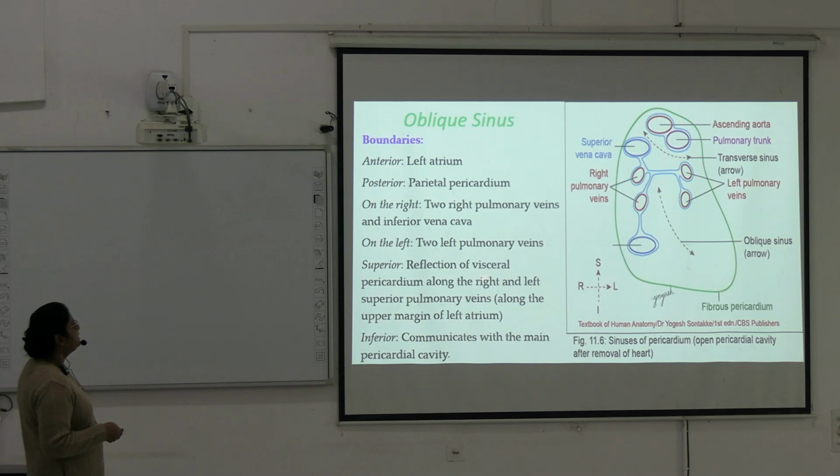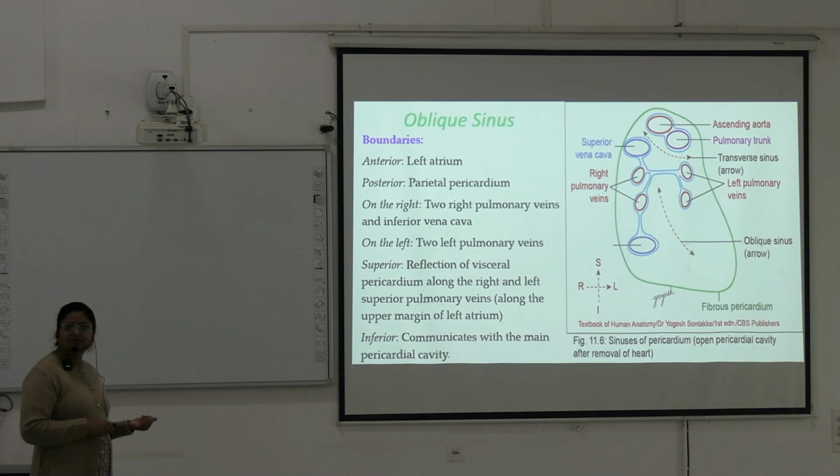Superiorly, there is reflection of visceral pericardium along the right and left superior pulmonary veins. Here is the superior boundary formed by reflection of visceral pericardium between the 2 superior pulmonary veins along the upper margin of the left atrium, and inferiorly it communicates with the main pericardial cavity. For the transverse sinus, on both sides it is communicating with the pericardial cavity. But for the oblique sinus, on one side it is closed by reflection of the visceral pericardium, and on the other side it is connecting with the pericardial cavity. Okay, understood?